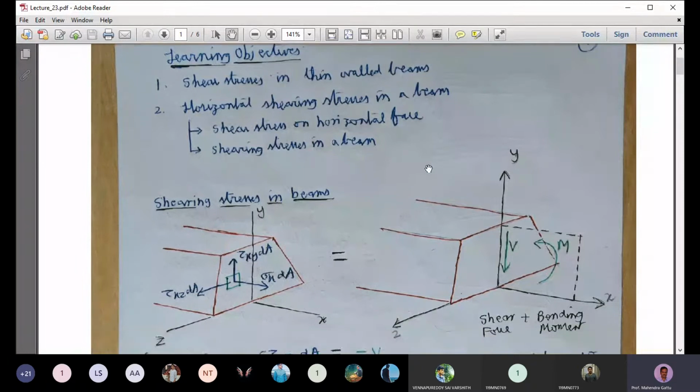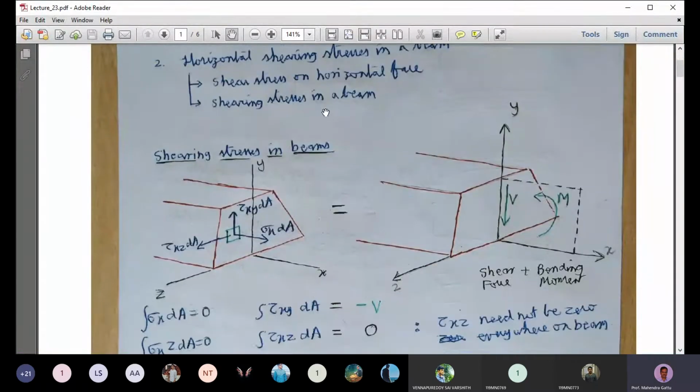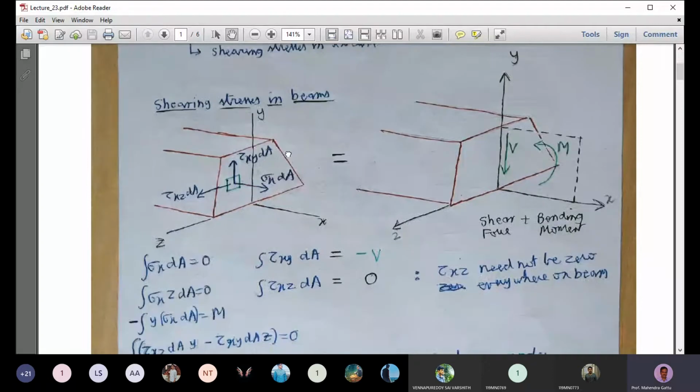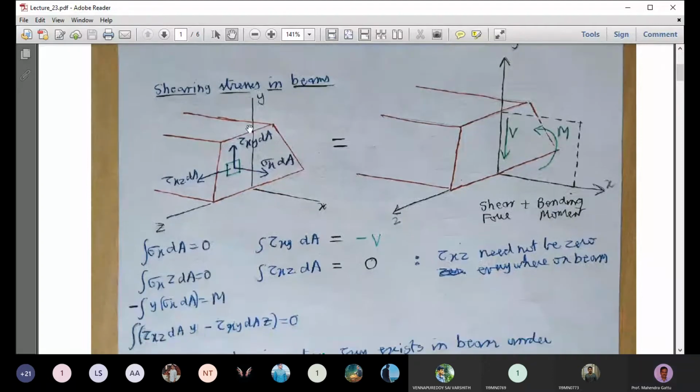So then we'll find the horizontal shear acting in a beam, and then we'll calculate those shear stresses acting in the beam. Here we have the transverse cross section of the beam. The X-axis is the longitudinal axis, and Y and Z are the transverse axes.